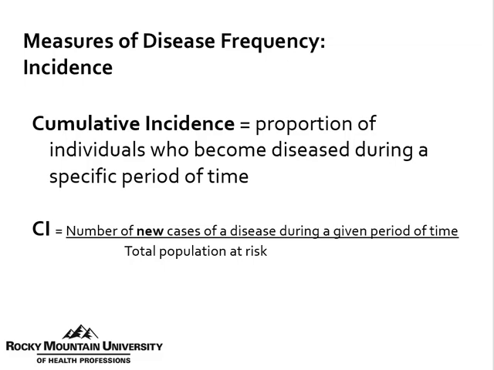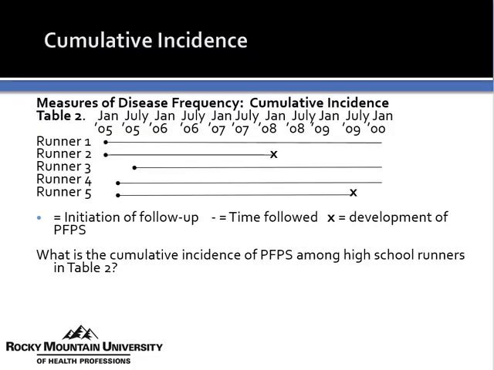Now, the first measure of disease frequency under incidence that we're talking about is cumulative incidence, and this is the proportion of individuals who become diseased during a specific period of time. So, this particular example here, cumulative incidence. What is the cumulative incidence of individuals developing patellofemoral pain syndrome among high school runners in this table? Well, it's a very small population, obviously, but let's say we've got 5 runners, and let's just assume for argument's sake that this is a statistically appropriate sample size.